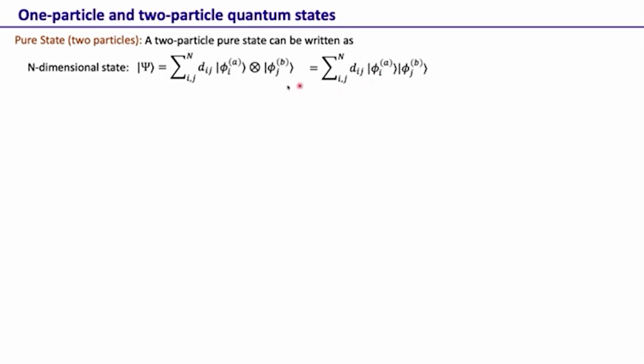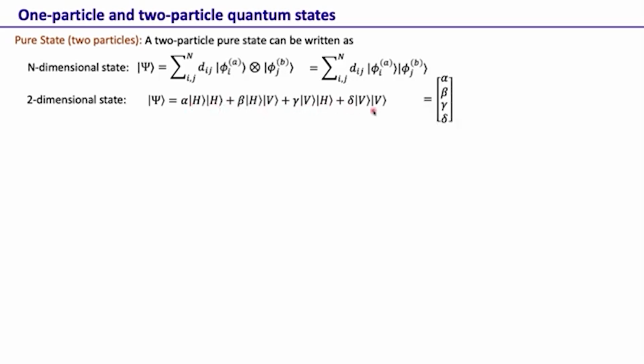Sometimes we don't write this tensor product over here. So either this or this, these are two equivalent representations. The first ket is for the first particle, the second ket is for the second particle. If we have a two-dimensional state, then one example of such a state could be alpha HH, beta HV, gamma VH plus delta VV. H and V are the basis states for a single particle, but HH, HV, VH, VV are the two particle basis states.